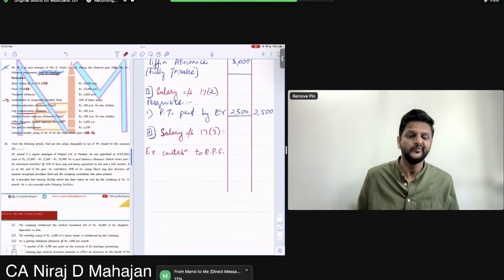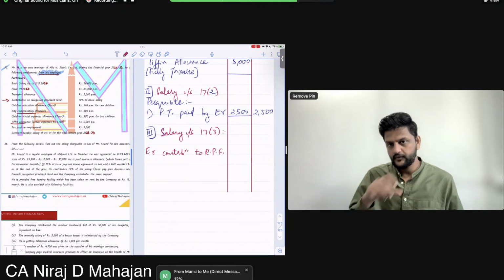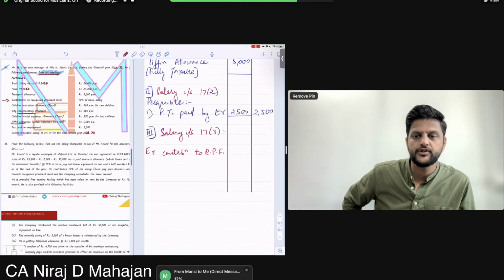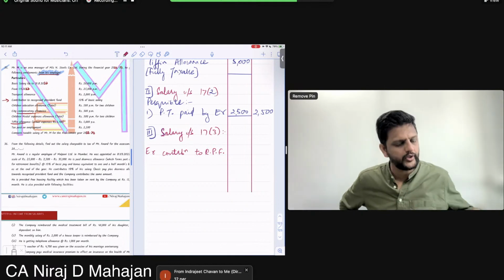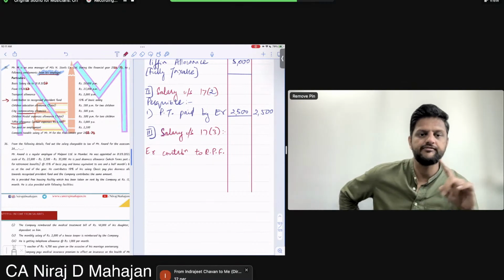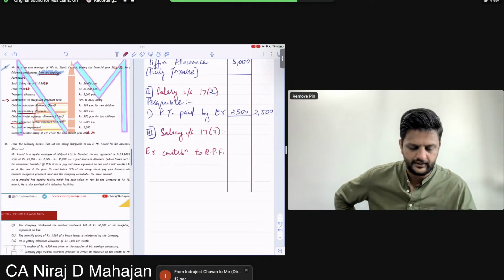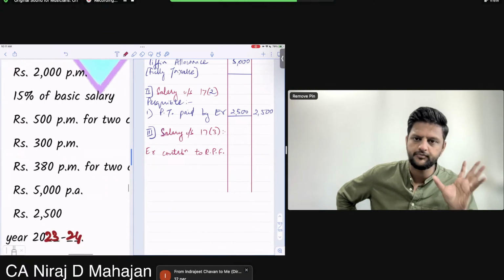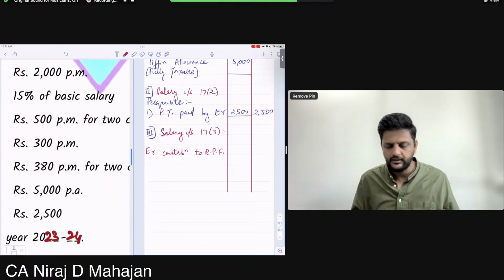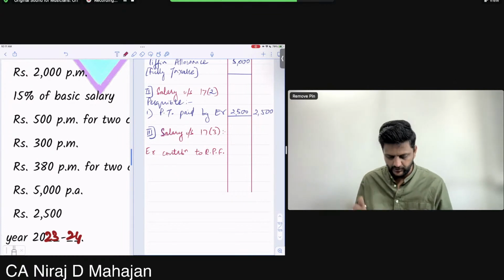Very good, Mansi. Up to 12% is exempt. So beyond 12% is taxable. But please be careful. Here the contribution is 15% of basic. Yes or no? The actual contribution is 15% of basic. Exemption is 12% of salary. Yes or no? Understood a bouncer?